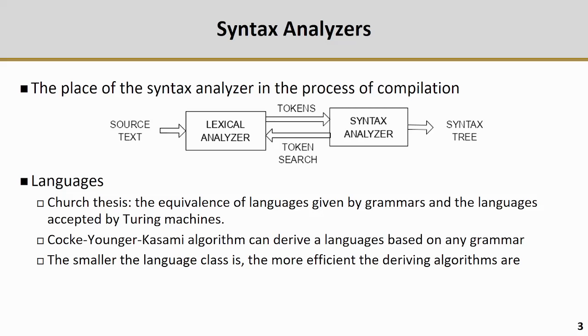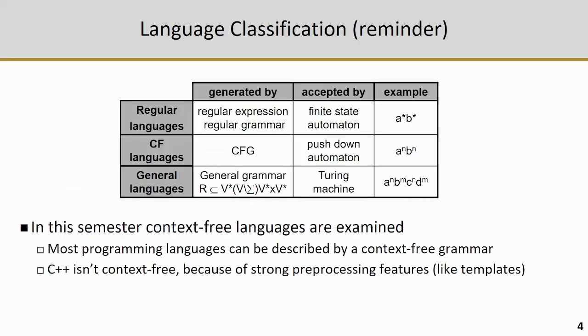However, it is important to note that the more general a language class is, the less efficient deriving algorithms we have. That's why we are going to focus mainly on deterministic pushdown automata, which can be easily implemented, and those languages which can be identified by deterministic pushdown automata.